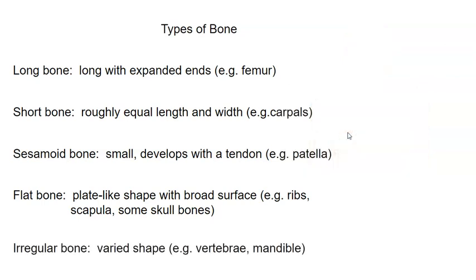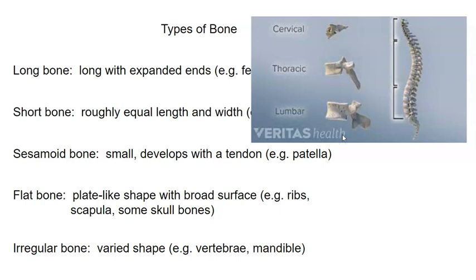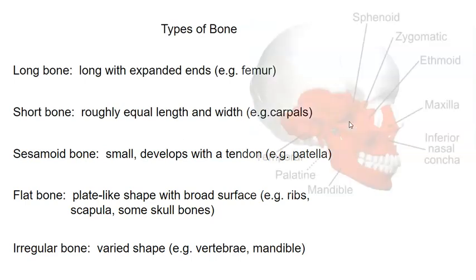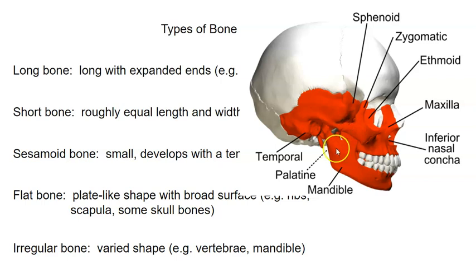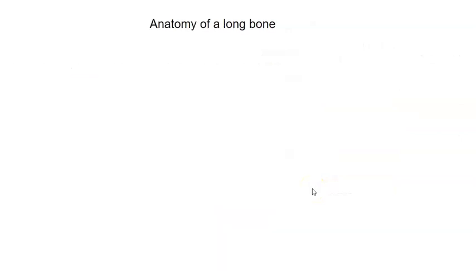Then we have irregular bones. Those are bones of varied shape, like vertebrae and the mandible. So here are some vertebrae. You can see these don't have any easily definable shape; they're irregular in shape. Here are some more irregularly shaped bones, like this jaw bone. The mandible has an irregular shape. Also this zygomatic bone and the maxilla. Those are some examples of irregular bones.